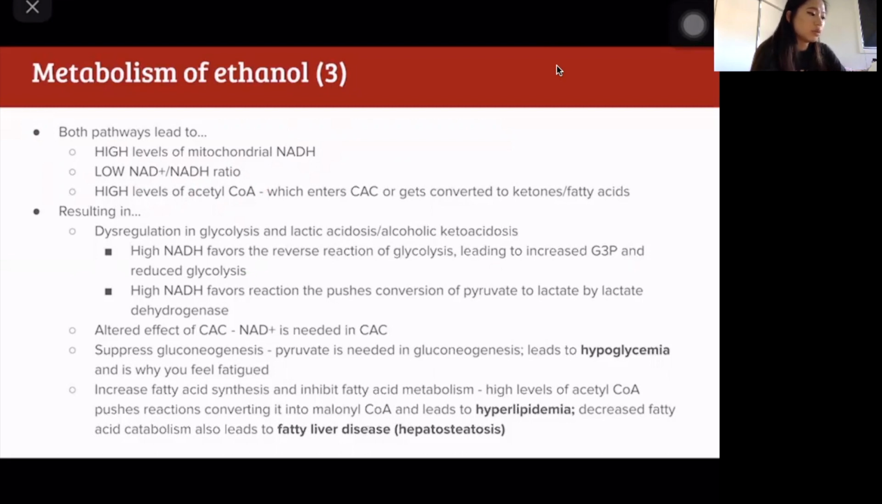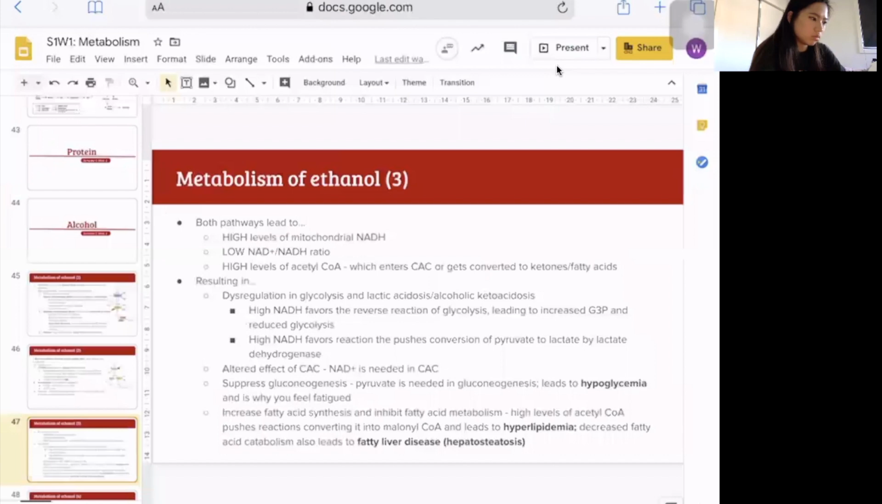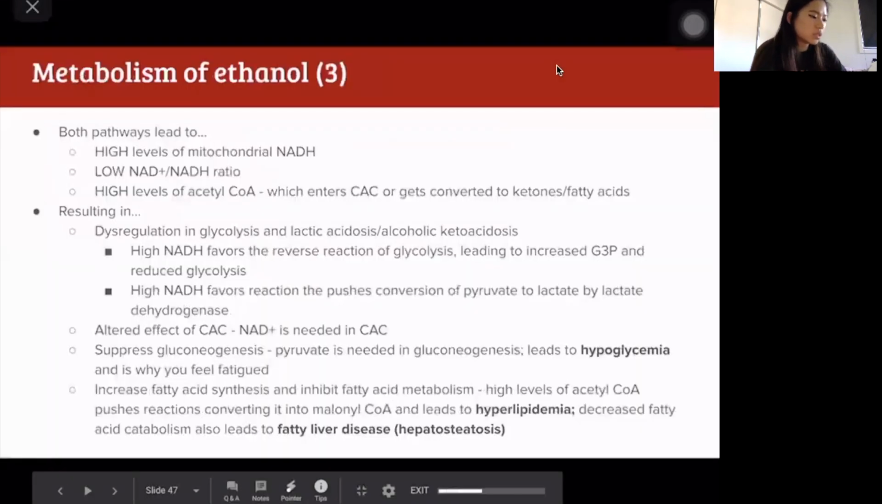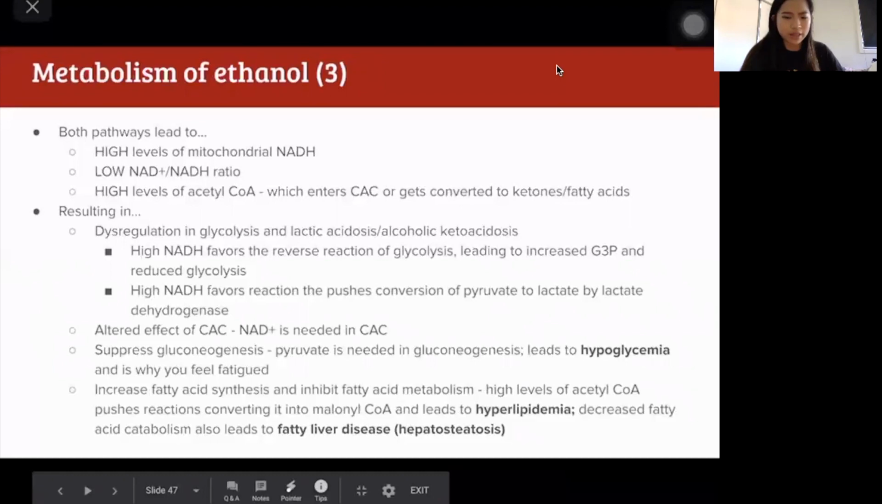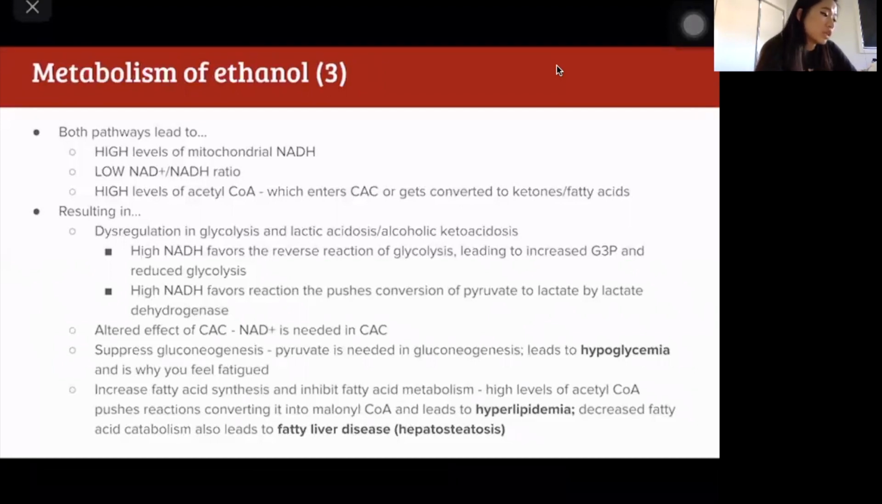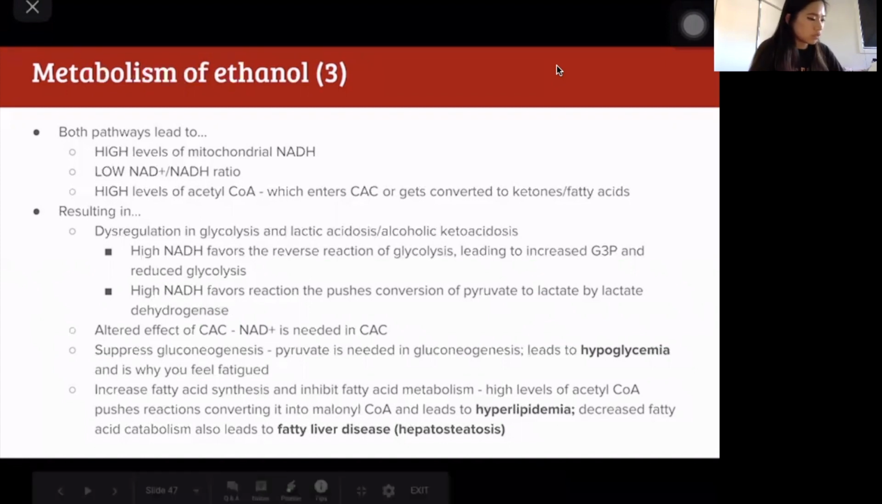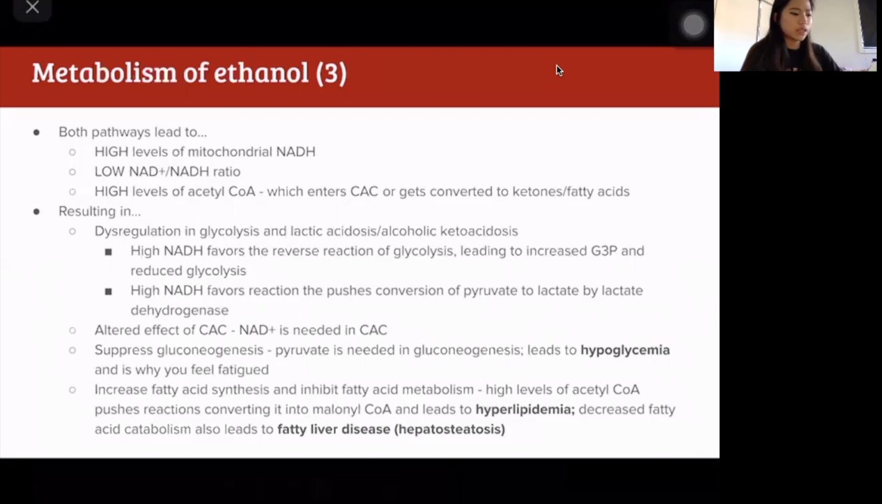And this results in a bunch of things that are associated with all the bad things about alcohol. For example, it causes dysregulation in glycolysis and also causes lactic acidosis. So both of these are caused by the low NAD+ levels. So low NAD+ favors the reverse reaction of glycolysis, because as you may remember, glycolysis needs NAD+ instead of NADH. So it reverses the reaction, leading to reduced glycolysis and increased G3P, which is just one of the products and one of the steps of glycolysis.